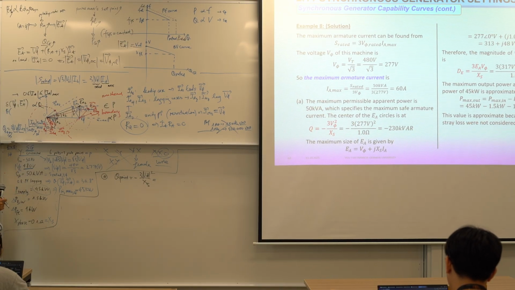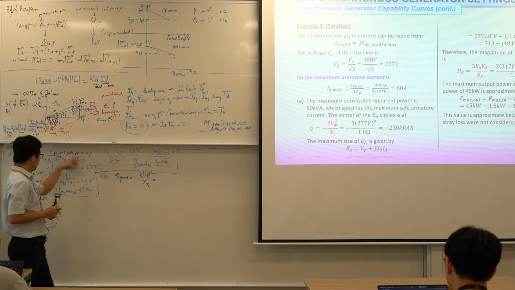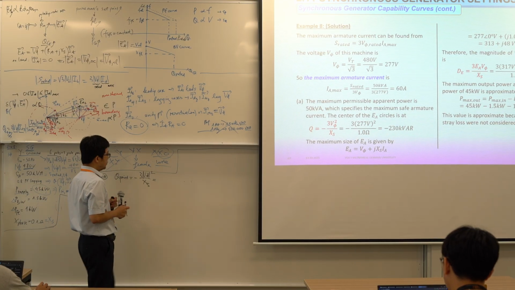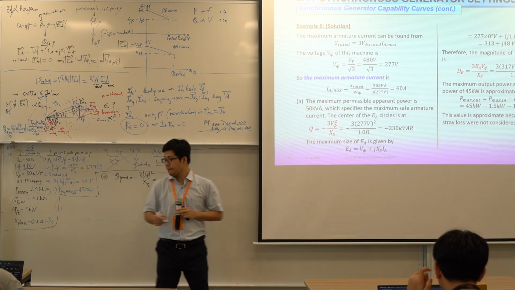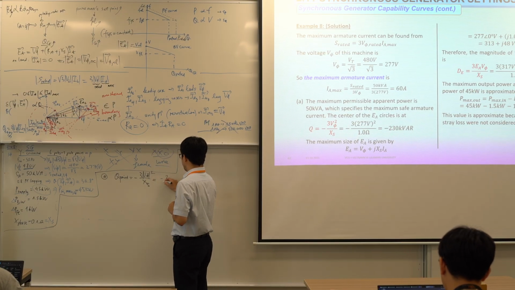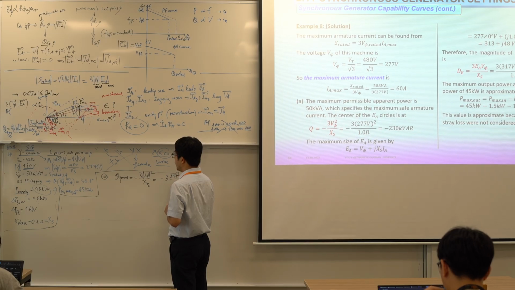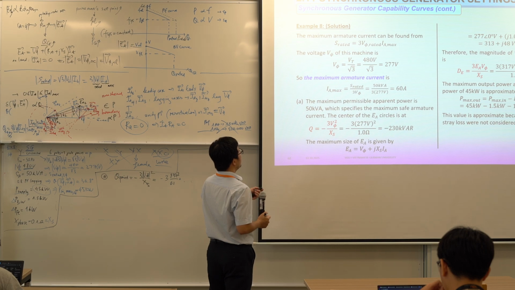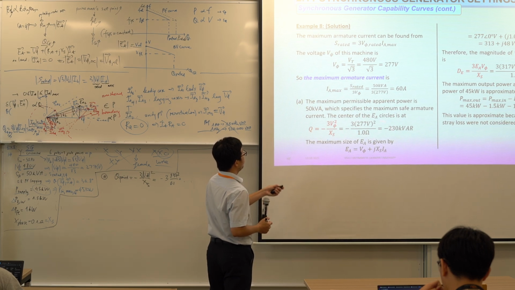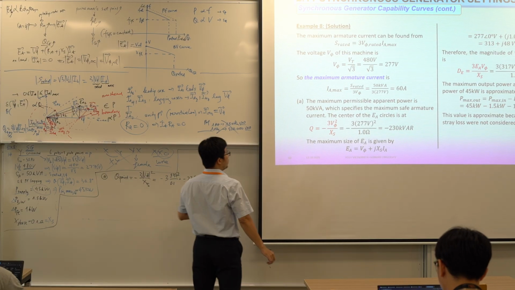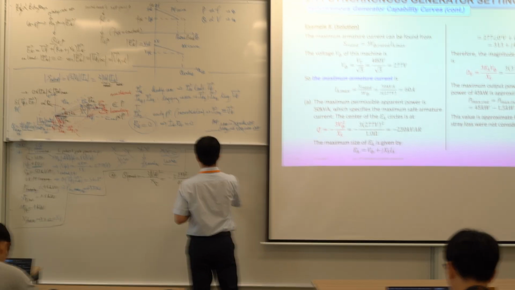Remember to convert V line to V phase. So we get minus 3 times 277 squared over XS, and XS is how many? 0.1. And we can get how many? Look here: minus 230 kvar.